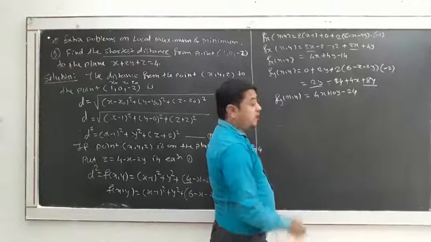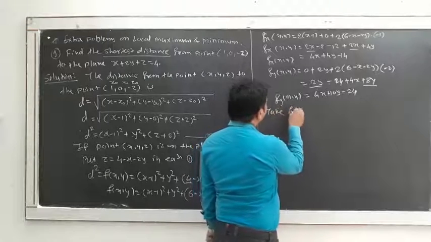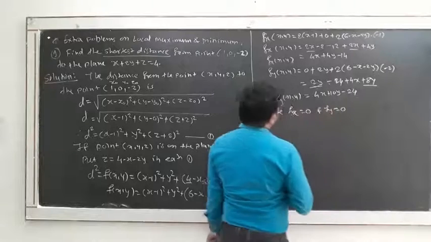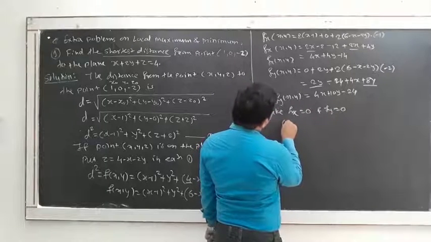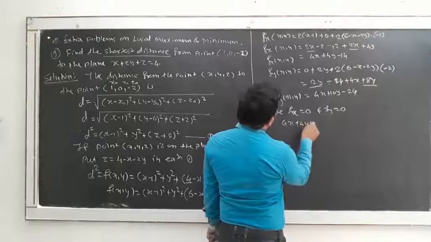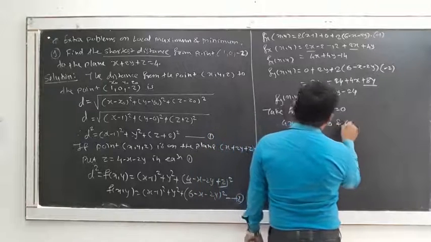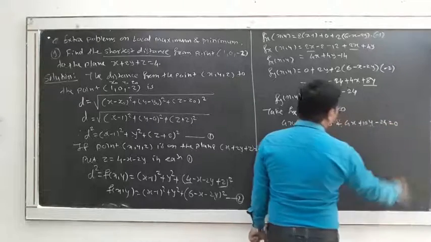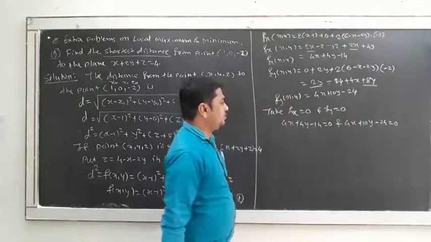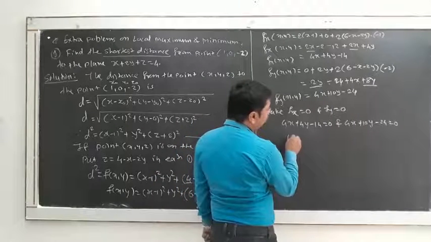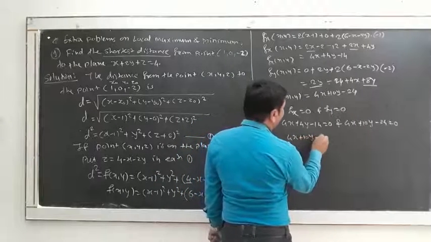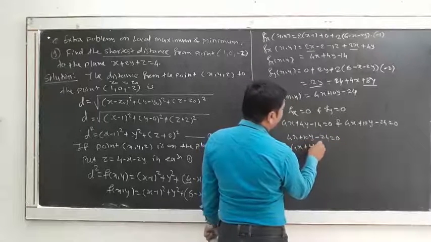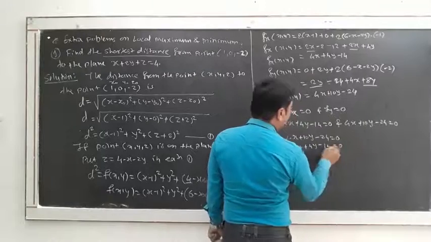Okay. Now we have to take fx equal to 0 and fy equal to 0 for finding the critical point. So what are we getting? 4x plus 4y minus 14 is equal to 0 and 4x plus 10y minus 24 is equal to 0. Now just do subtraction. What are we getting? 4x plus 10y minus 24 is equal to 0. 4x plus 4y minus 14 is equal to 0.